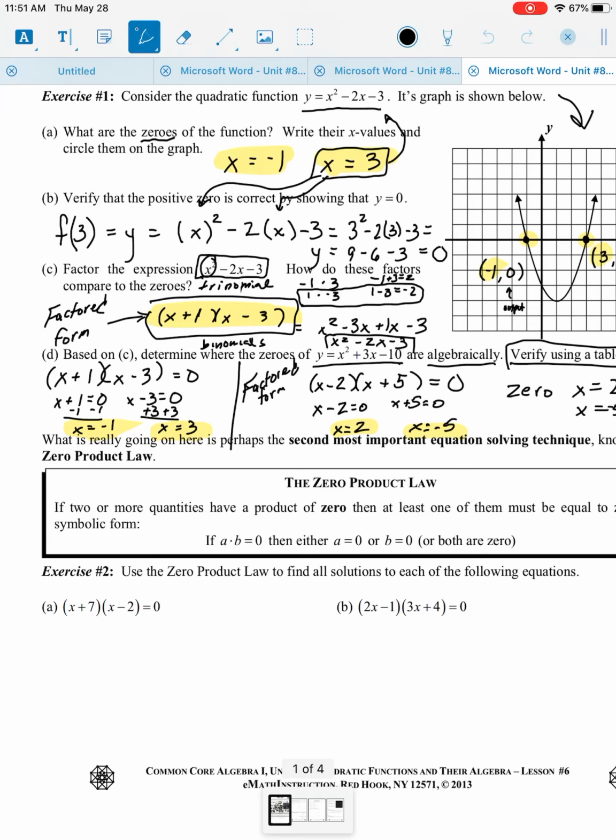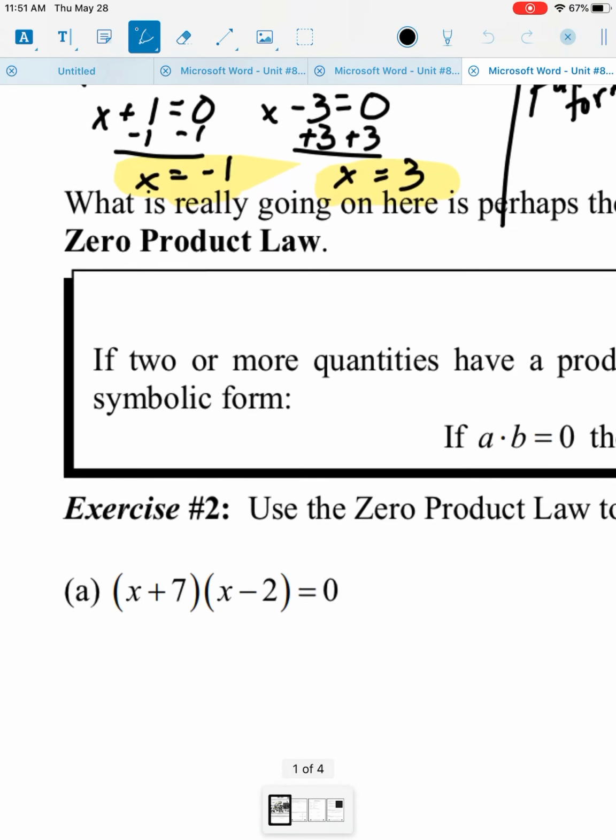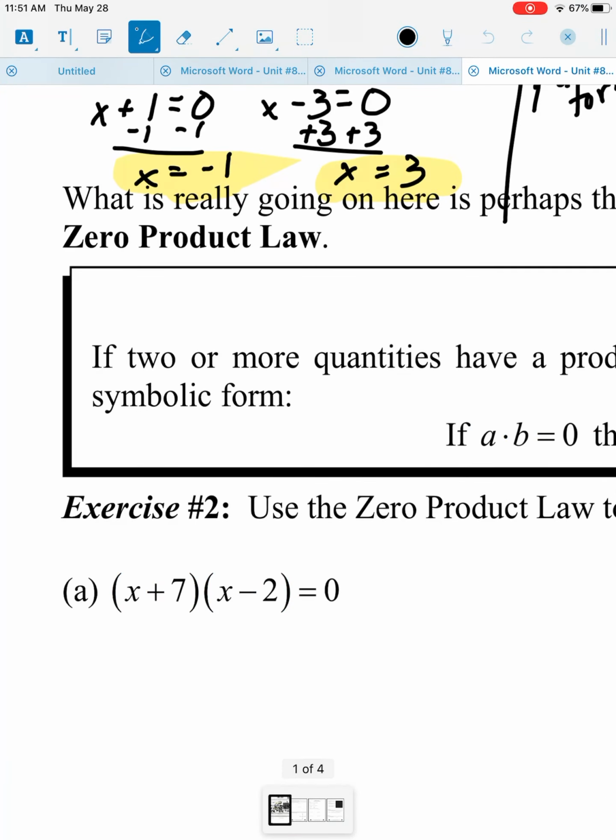Now, looking at exercise 2, part A, it says that we want to set the two binomials x plus 7 and x minus 2 equal to 0. I'd like to almost go back a step and figure out what the actual function is that we use to factor out two binomials. So we're looking for a trinomial in this case.